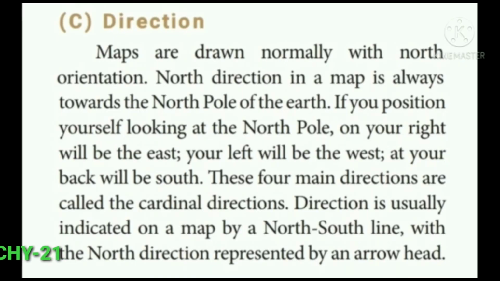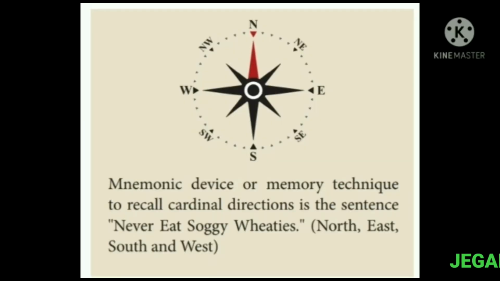Direction. Maps are drawn normally with north orientation. North direction in a map is always towards the North Pole of the earth. If you position yourself looking at the North Pole, on your right will be the east, your left will be the west, and your back will be the south. These four main directions are called the cardinal directions. Direction is usually indicated on a map by a north-south line with the north direction represented by an arrowhead.